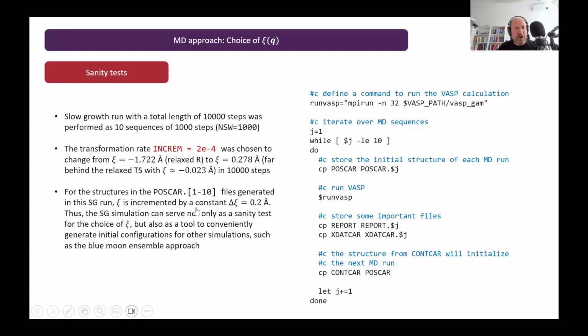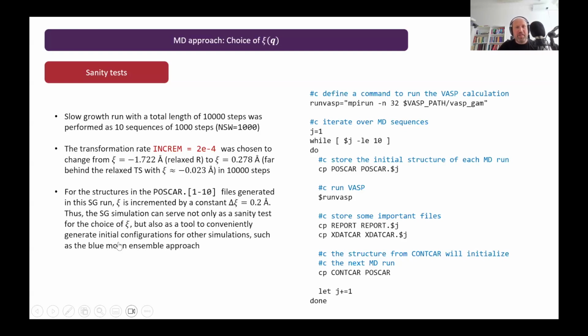As a side remark, the POSCAR files that we generate in this way, you see, this sequence generated POSCAR 1, 2, 3, up to 10. They have this property that the structures represented by these POSCAR files differ by a constant value of xi, which in this case, for 1,000 steps, is 0.2 angstrom.